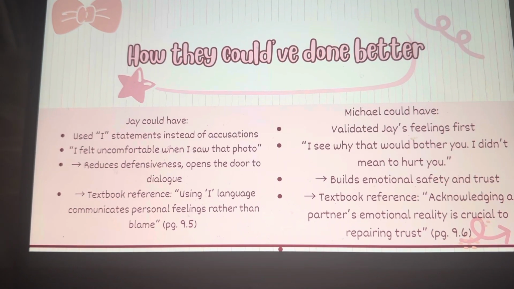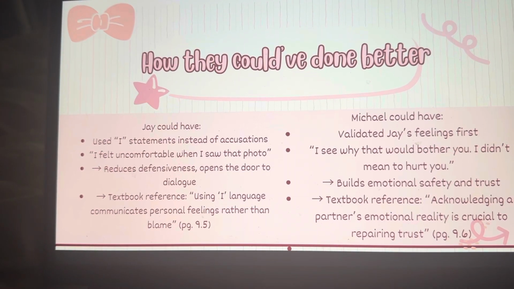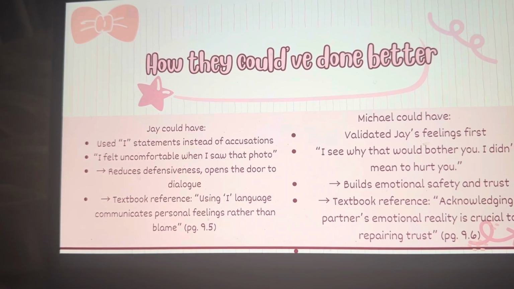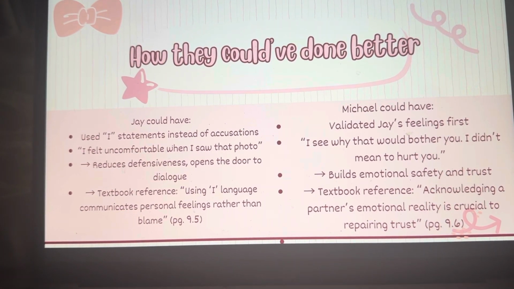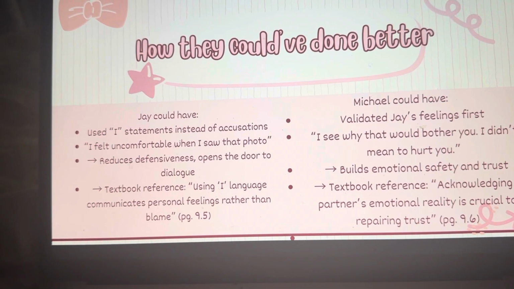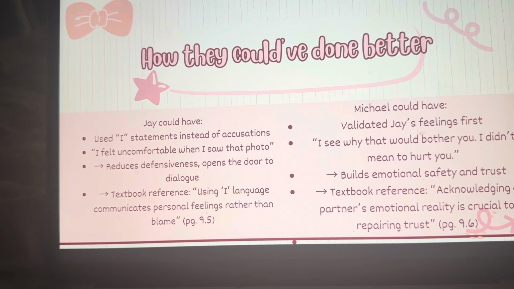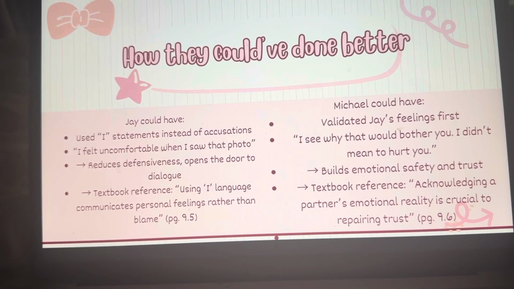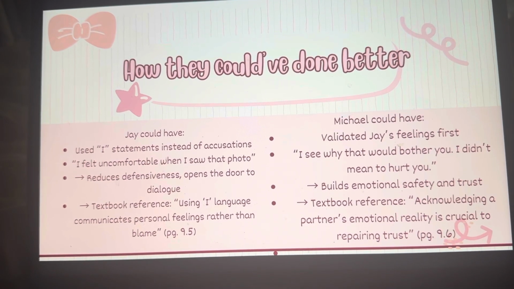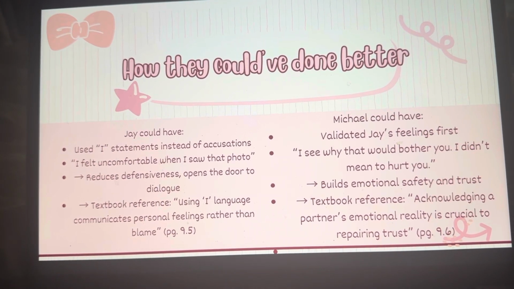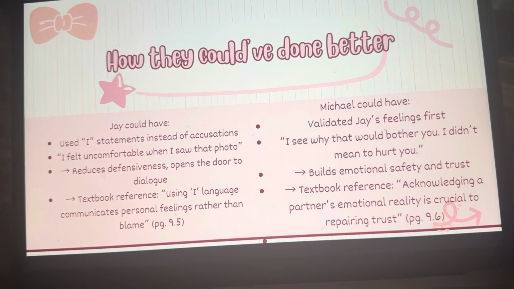This is what I think they could have done better. Jay could have used I statements instead of accusations, such as I felt uncomfortable with the photos I saw, or I feel as though you shouldn't have this. She should have used I statements. Using I statements reduces defensiveness and opens the door to dialogue, which would have allowed Michael to feel more comfortable to talk. And according to the textbook, using I language communicates personal feelings rather than blame.